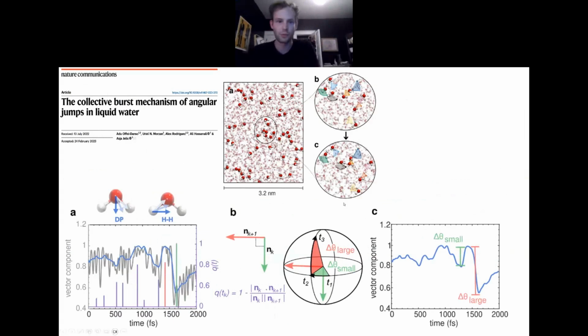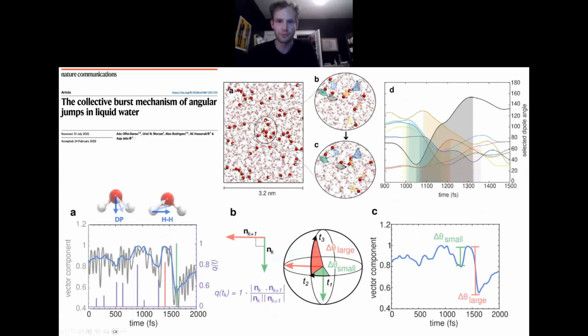And what they find is that when they look at the water molecules that in a certain window have undergone a large angular jump, they highlight them boldly here, and you can see that they're clustered in areas. They're not spread out evenly. So that's where they come up with the collective burst mechanism of angular jumps in liquid water, where you get these small collections where all the bonds rotate very large amounts at the same time.